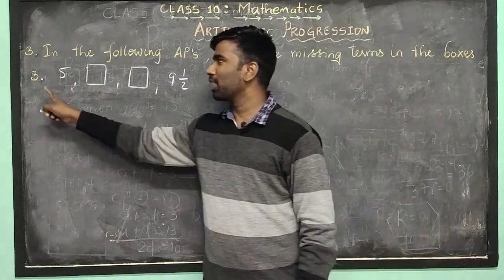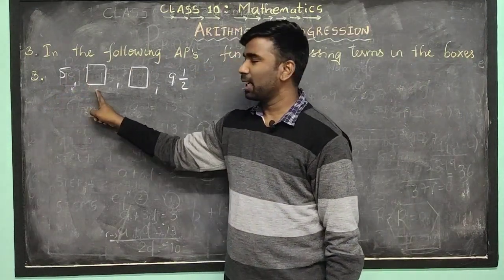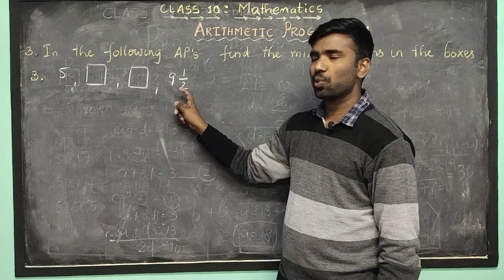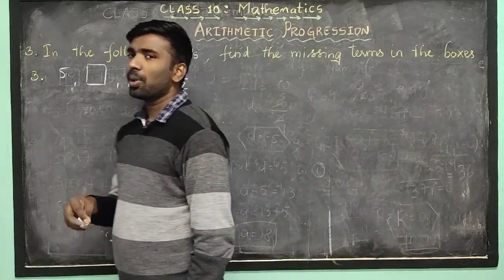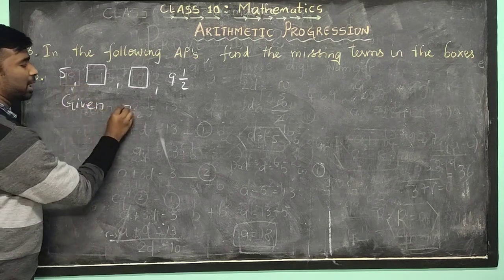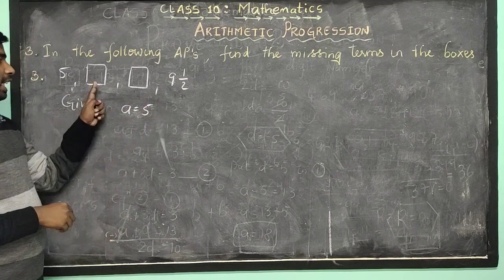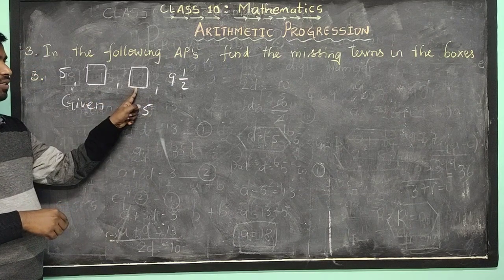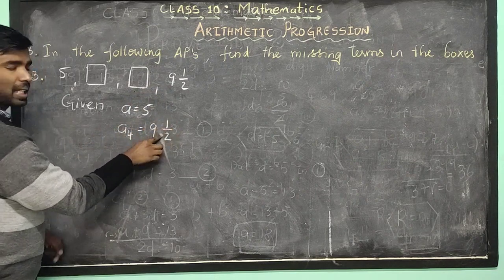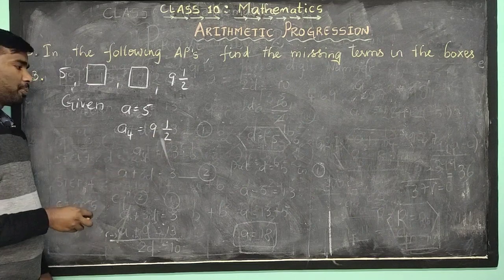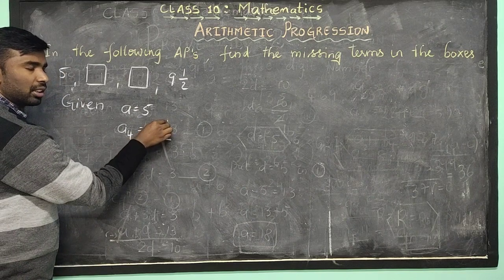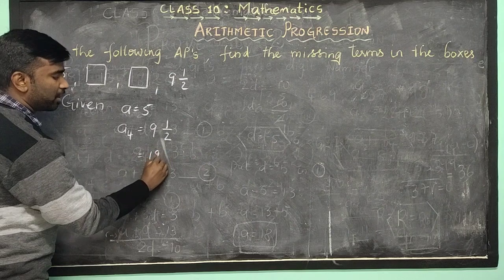Friends, now moving to the third question. Given the first term a equals 5, the second term and third term we should find out, and the fourth term is given as 9, 1 by 2, which is a mixed fraction. Convert it into an improper fraction: 2 9s are 18, 18 plus 1, 19 by 2.